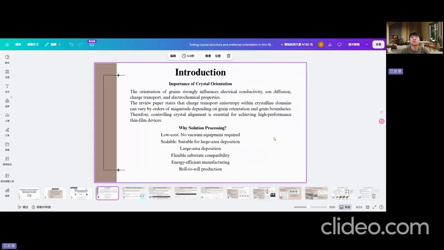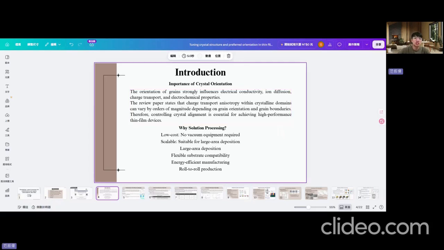Part one is importance of crystal orientation. The orientation of a grain strongly influences electric conductivity, ion diffusion, charge transport, and electrochemical properties. Okay, about the review paper, charge transport within crystalline domains can vary by orders of magnitude depending on grain orientation and grain boundaries. Therefore, controlling crystal orientation is essential for achieving high-performance thin film devices.